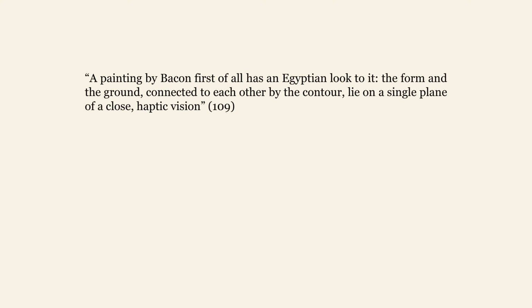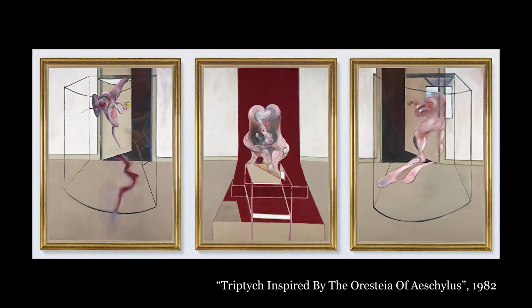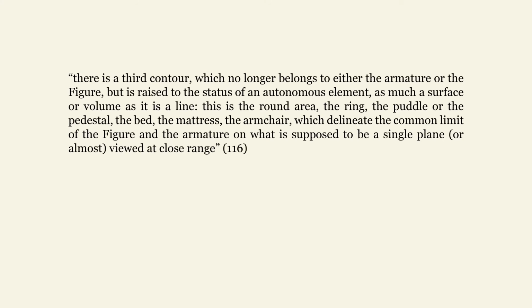The form and the ground, connected to each other by the contour, lie on a single plane of a close haptic vision. However, Bacon proceeds to give the contour its full status, as it were, not merely as an element of the armature, that is, the background, or as the contour of the figure, but yet in a third sense. There is a third contour, which no longer belongs to either the armature or the figure, but is raised to the status of an autonomous element, as much a surface or volume as it is a line.